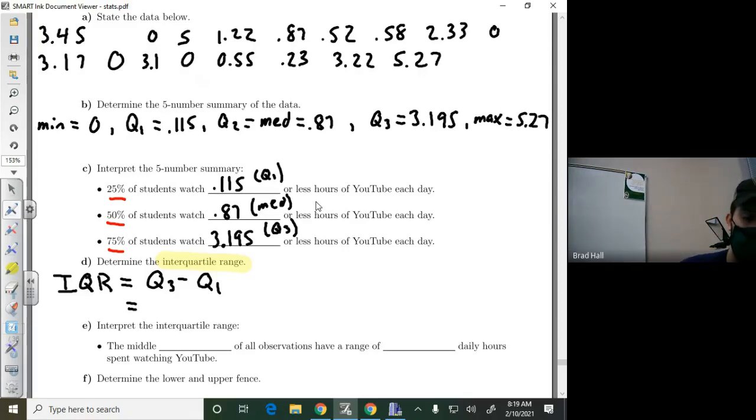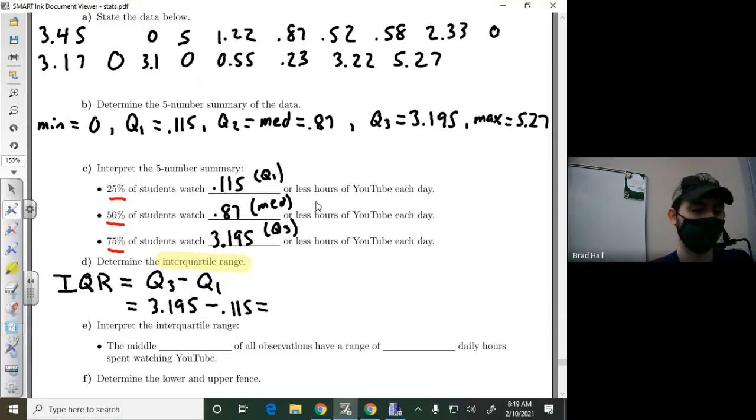And so Q3 we figured out was 3.195 minus Q1, which was 0.115. And so it's just a simple subtraction, 3.195 minus 0.115. This is 3.08.